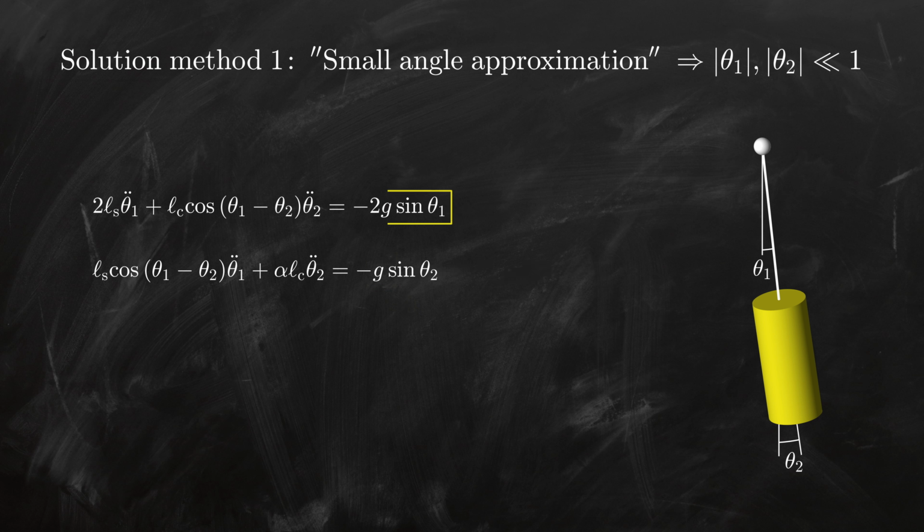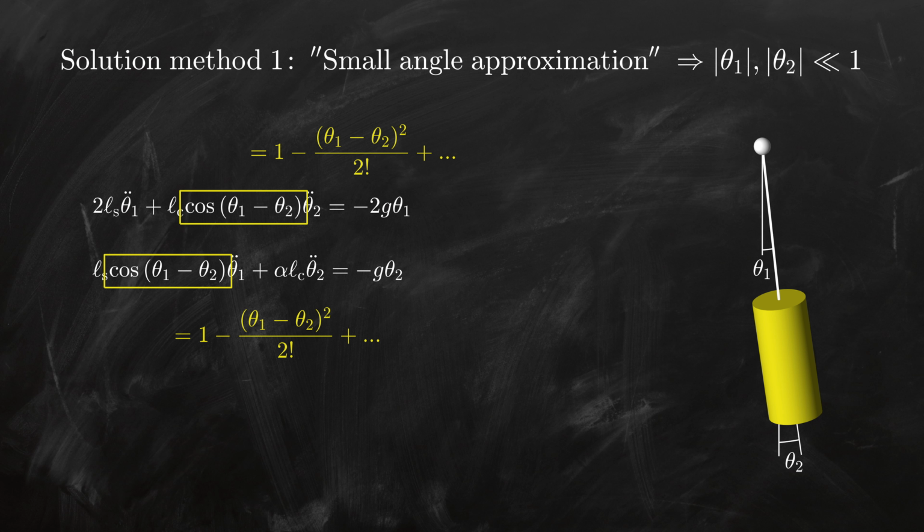Furthermore, we can expand the sines into their Taylor series and make a similar argument. Since θ1 and θ2 are so small, the terms with powers greater than 1 effectively vanish, and the sines are approximately equal to the angles themselves. We can expand the cosines as well, and since the angles are very small, their difference should be of a similar magnitude, so terms with powers greater than 1 effectively disappear.